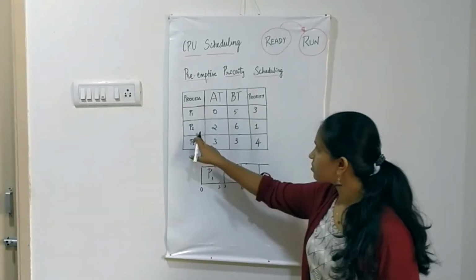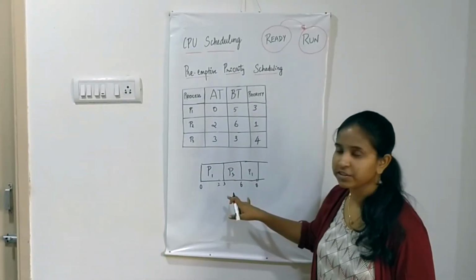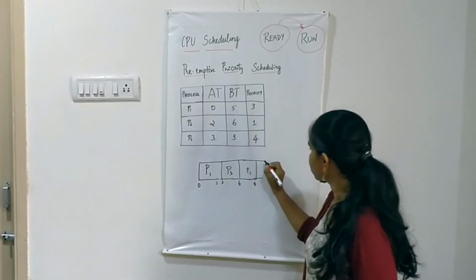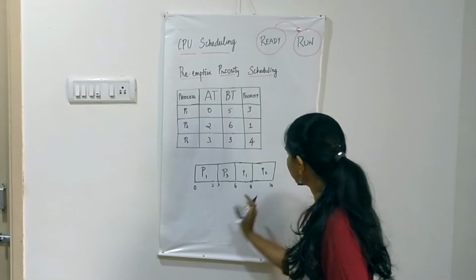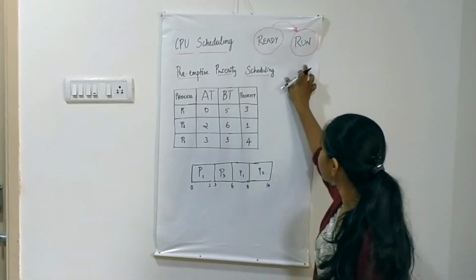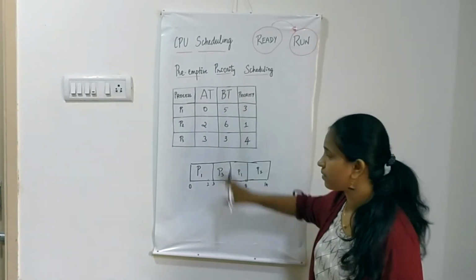Now the remaining process is P2. P2 has never been executed. So it will go for 6 units. So it will go until 14. So this is how the processes are executed in the run queue in this particular example.